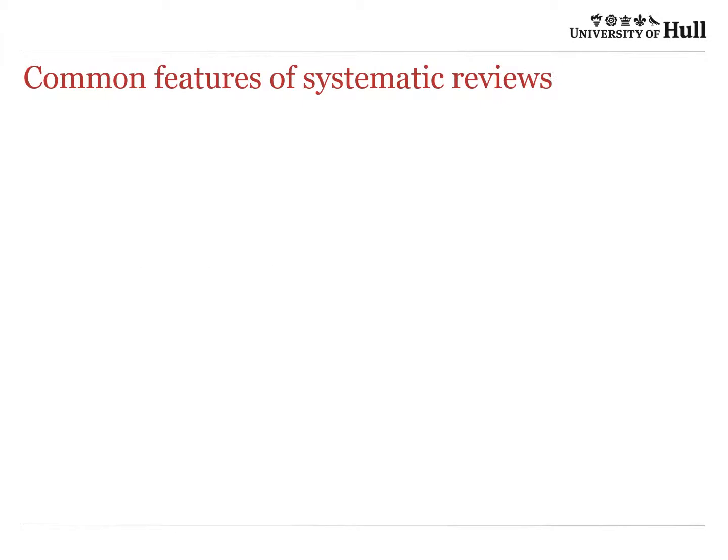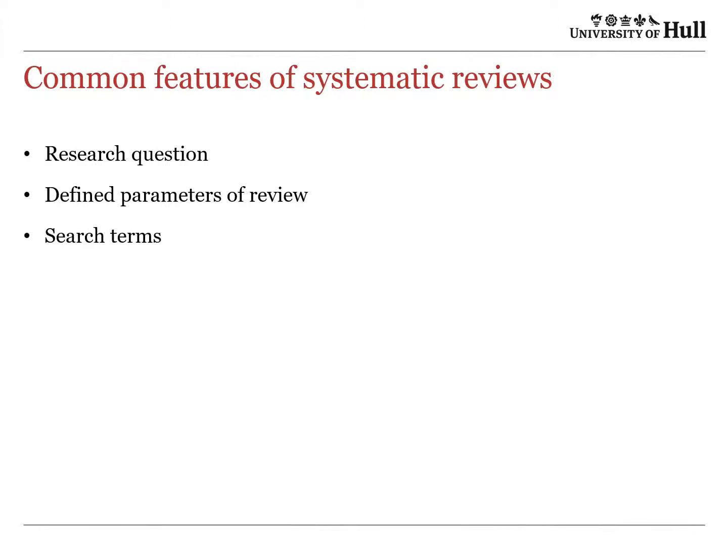Systematic reviews have got a range of common features. One of the main features is that a systematic review has a research question. In other words, a systematic review is a bona fide research method. There will also be a range of defined parameters for the review, including the search terms, in other words, the words that you use to retrieve the data from the databases that you've decided to look at.